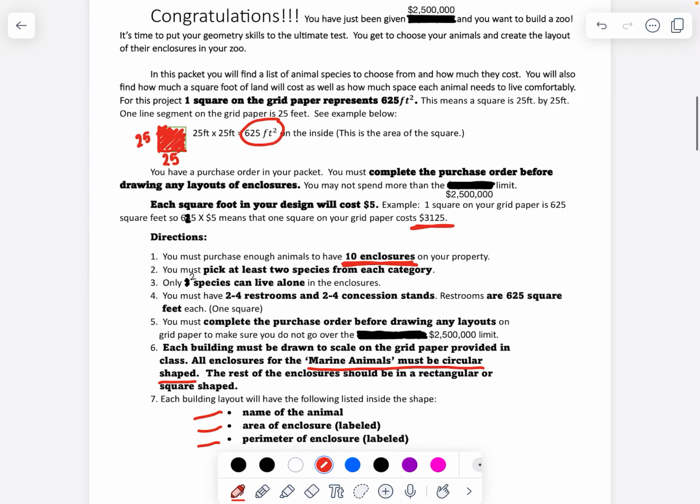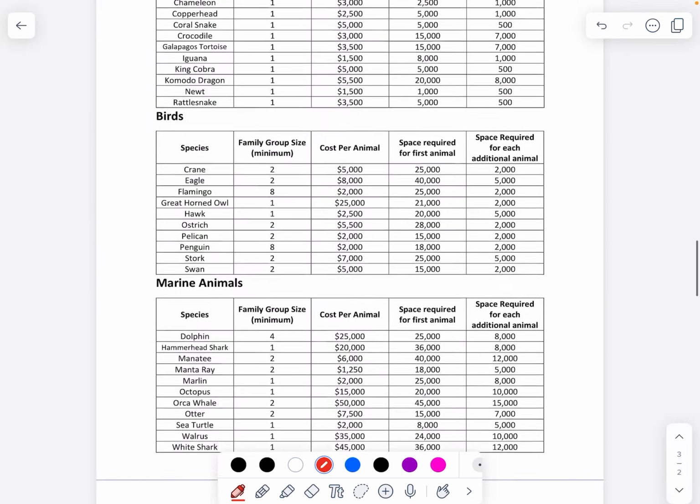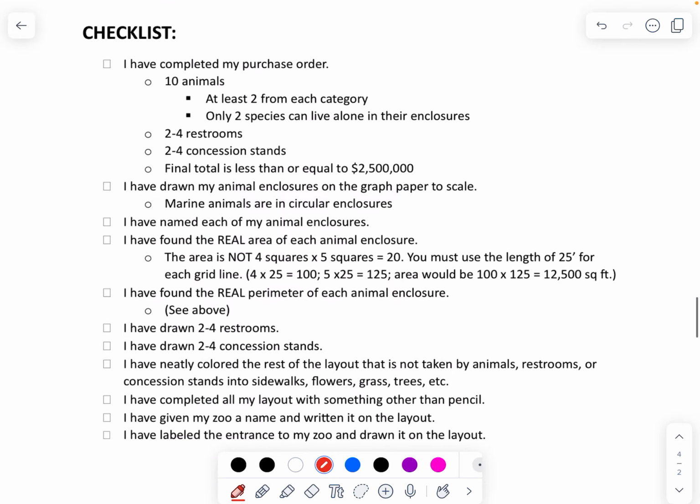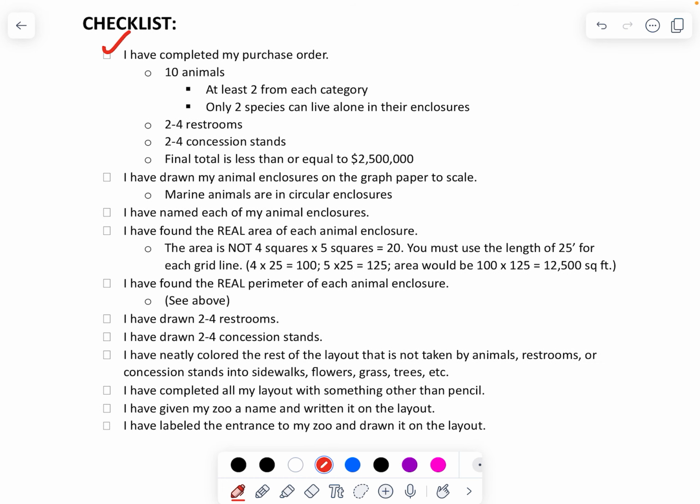So there's your directions. And after that, I also have a checklist that can show you exactly what you are expected to do. Which is pretty much what I explained in the directions, but this will help you be like, okay, I finished that because I have 10 animals, at least 2 of them are from each category, and so on. So then you can see the order of what you should complete things, and you can see how much you have left to do.